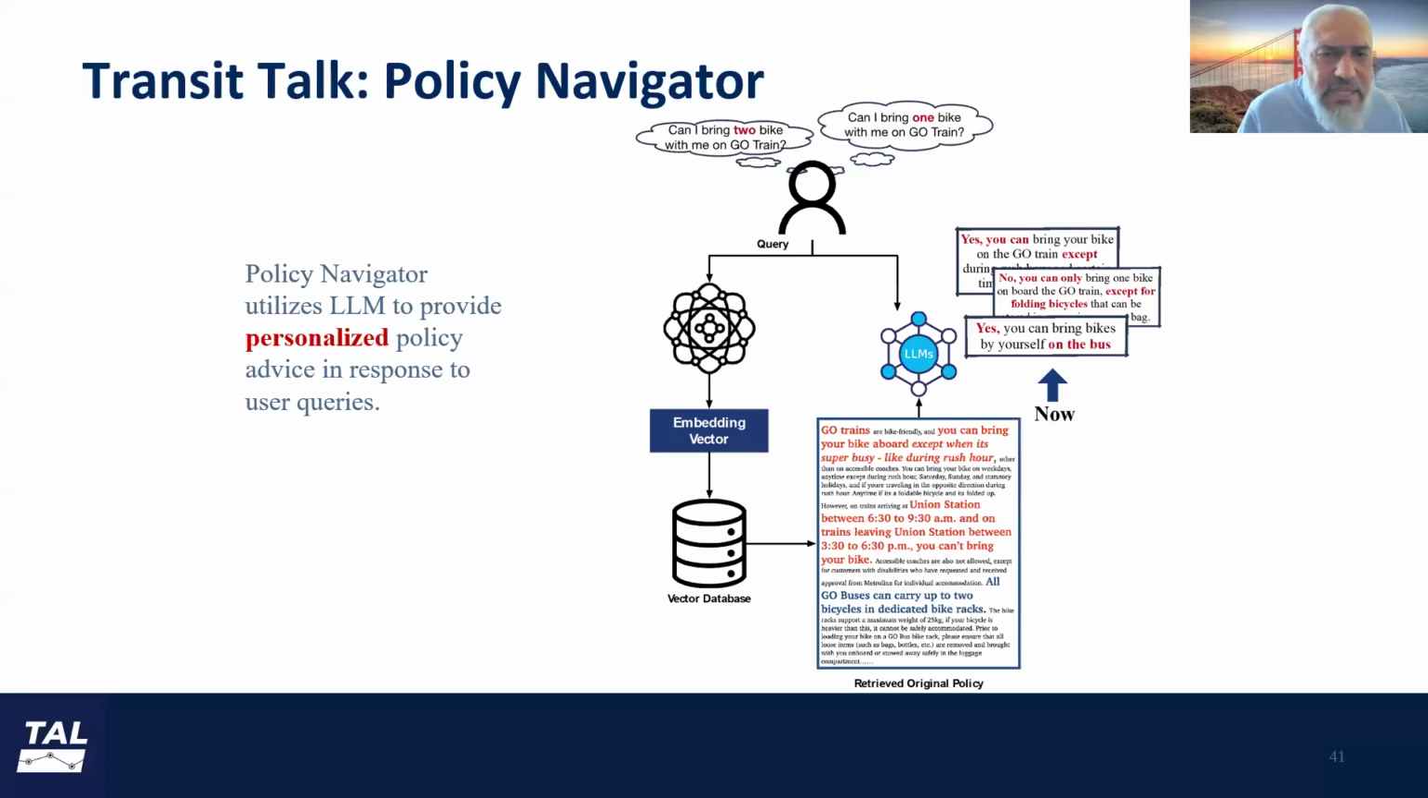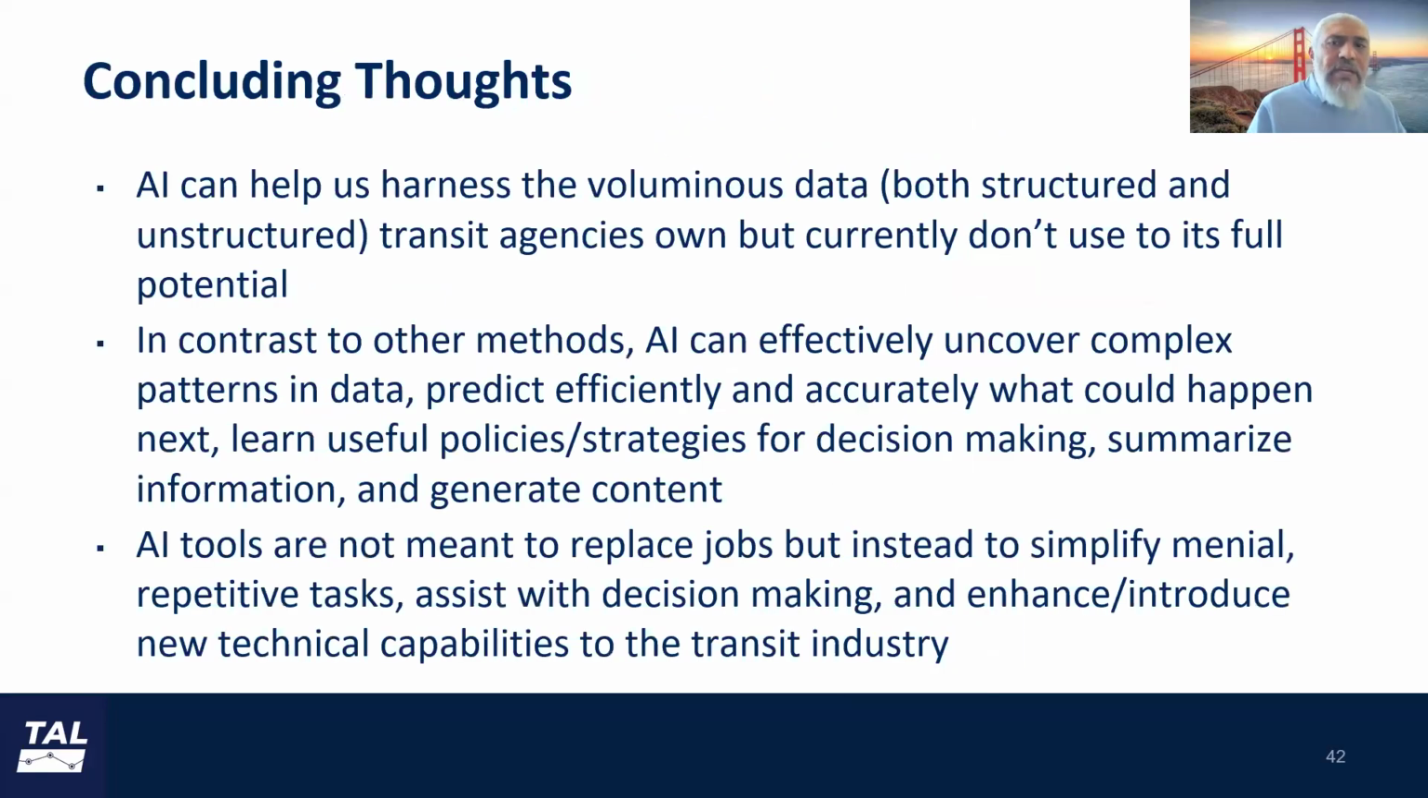The last application is called Policy Navigator, which is another large language model that really helps people to navigate policies. For example, can they take a bike on a bus during the peak period or not? This information is buried somewhere on the websites, but really very hard to get. So we're trying to make it easier for them.